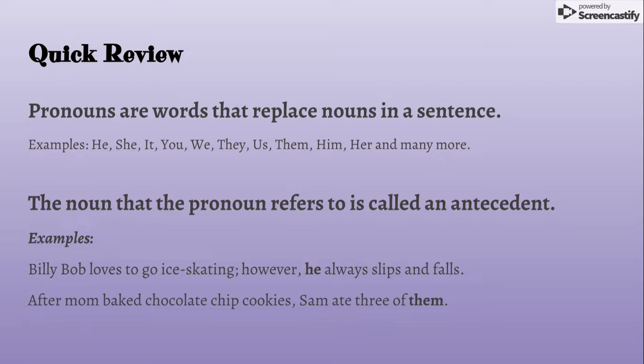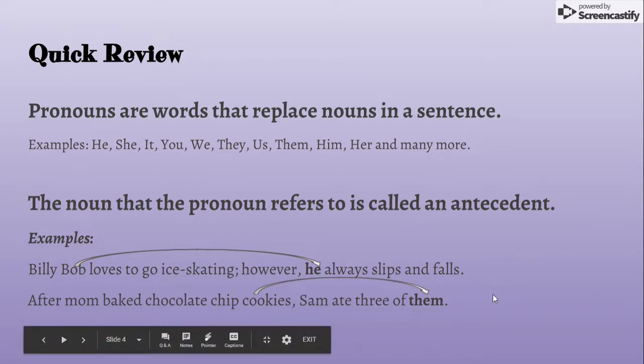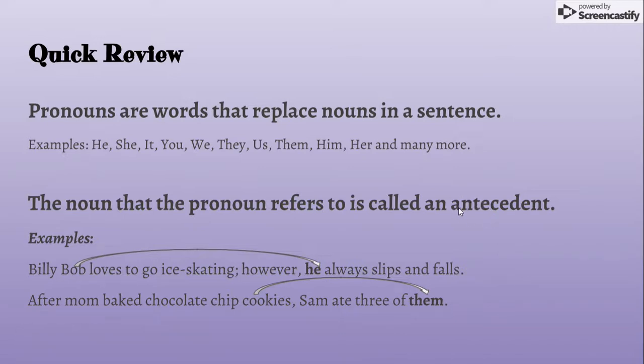In these examples, we've got Billy Bob loves to go ice skating. However, he always slips and falls. Our antecedent is whoever we're referring to when we say he, in this case, Billy Bob. Then we have, after Mom baked chocolate chip cookies, Sam ate 3 of them. This them is our pronoun. What are we referring to when we talk about them? The chocolate chip cookies. The word antecedent contains a word root, ante, A-N-T-E, which means before. So the antecedent is what comes before the pronoun.